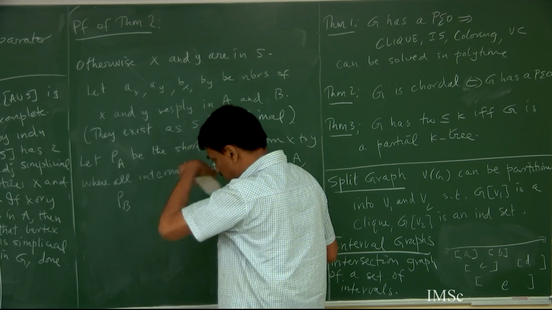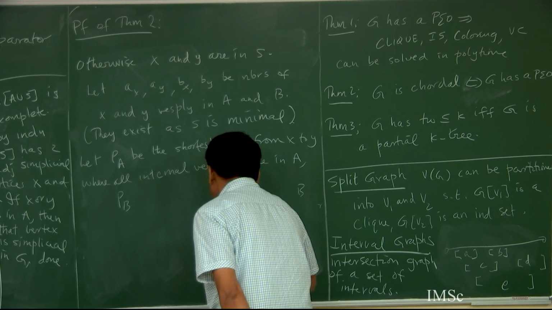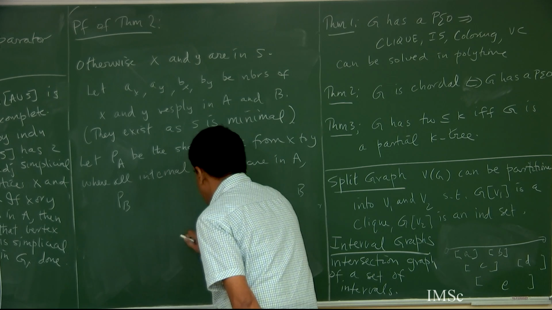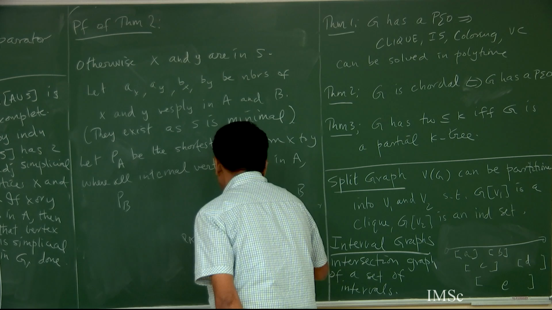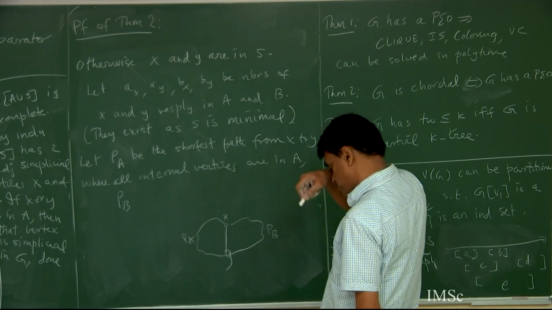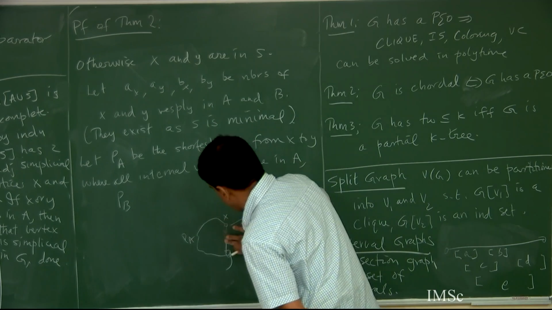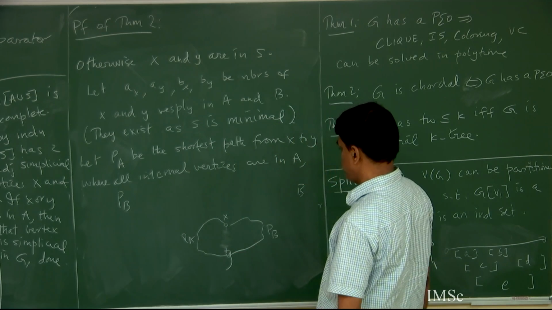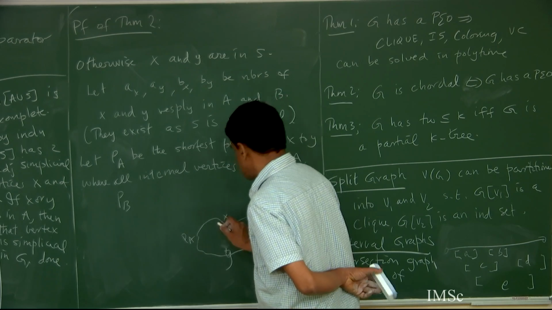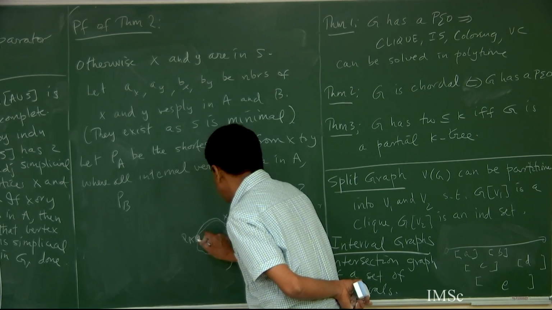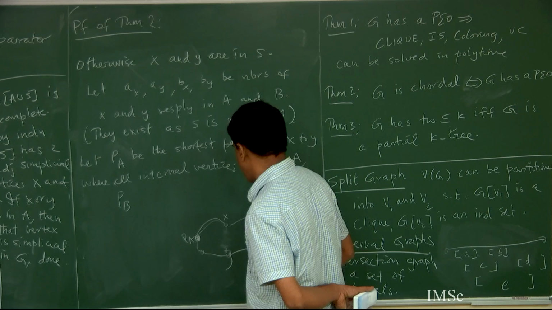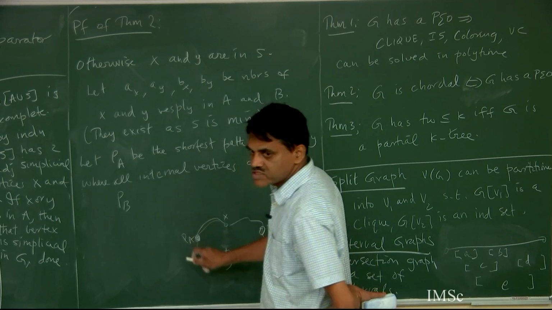Now I claim that, what is the situation you have? x, y, and then there is this PA, and there is this PB. Okay, so x and y are non-adjacent, remember. So this path has at least one vertex here, maybe more. This is a chordless cycle.